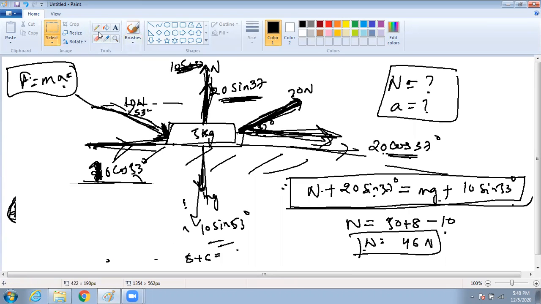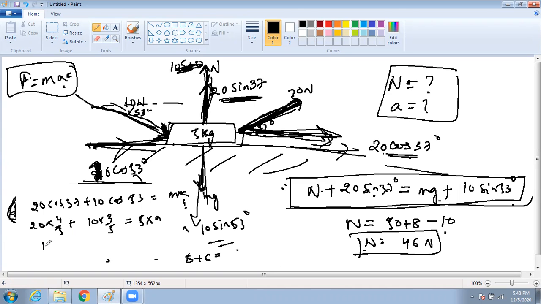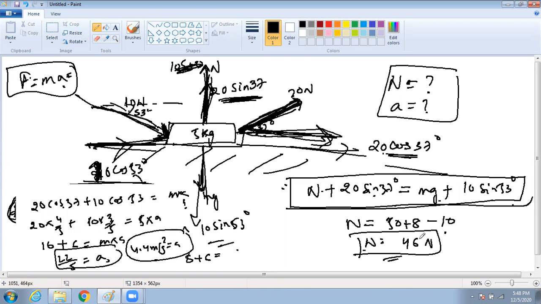Wait. It is 20 cos 37 plus 10 cos 53, correct? It is equal to M into A. So how much? 20 cos 37 is 4 by 5, and cos 53 is 3 by 5, equal to 5 into A. So this becomes 16, and this is 6, equal to M into A. So 22 divided by 5 is equal to A. So this is 4.4 meter per second square, your acceleration. So you got the normal force as 46 Newton and your acceleration as 4.4 meter per second square. Everybody who has a doubt, tell me, I'll explain again.